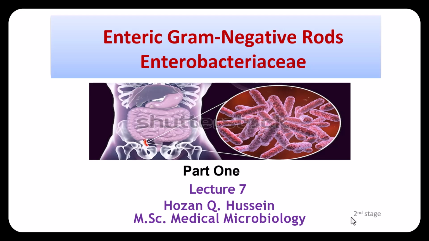Hello everyone, today in this lecture we will explain the gram-negative rod bacteria, the large family which is called Enterobacteriaceae. This family is commonly found in the intestinal tract of humans and animals, and many bacteria in this family are part of the normal microbiota but can also cause serious infection.